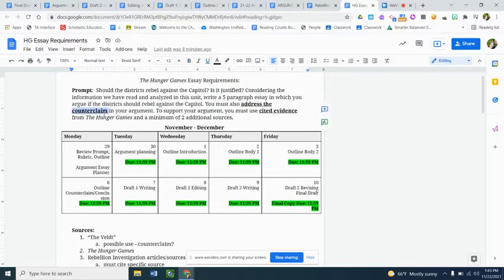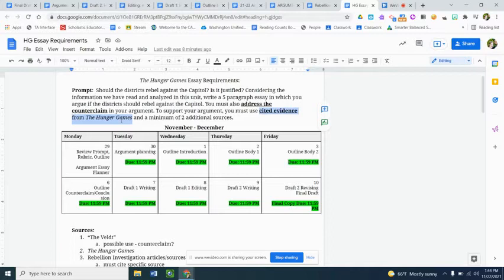If your argument is that they should rebel, you're going to say, now some people are going to argue that they shouldn't rebel because of blah, blah, blah. But here's why they're wrong and why I'm right. Okay. So the whole point of the counterclaim is to prove it wrong because it makes you doubly right, and nobody hates being right. To support your argument, you must use cited evidence from the Hunger Games.